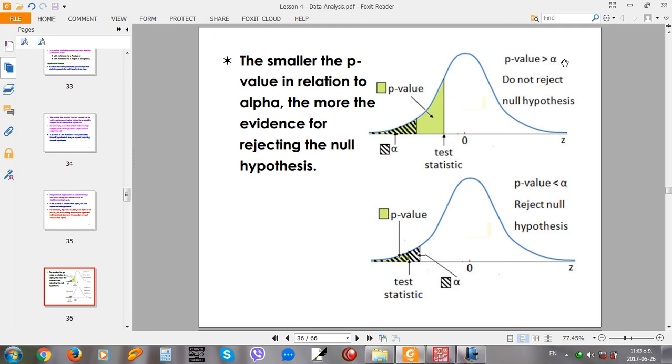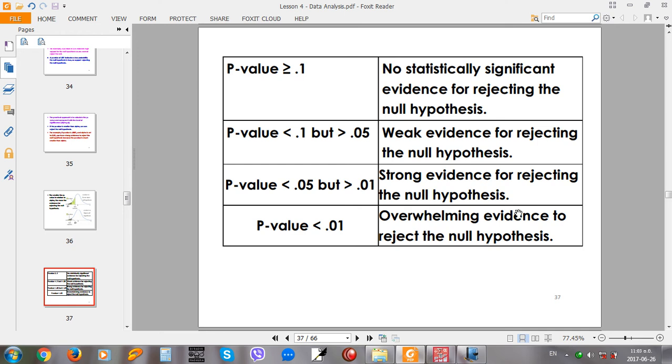If the p-value is greater than alpha, where alpha means the significance level given in the question, you cannot reject the null hypothesis. But if the p-value is less than alpha, you have to reject the null hypothesis and accept the alternative hypothesis.